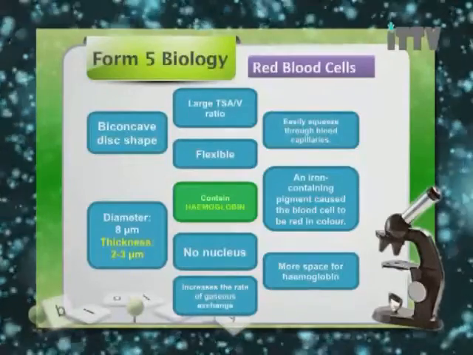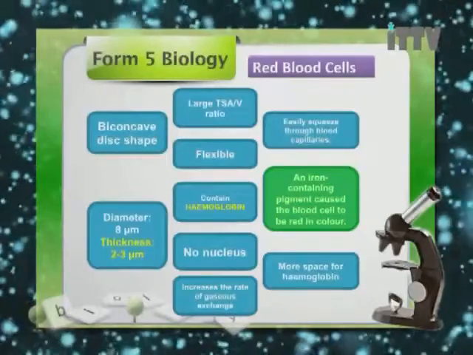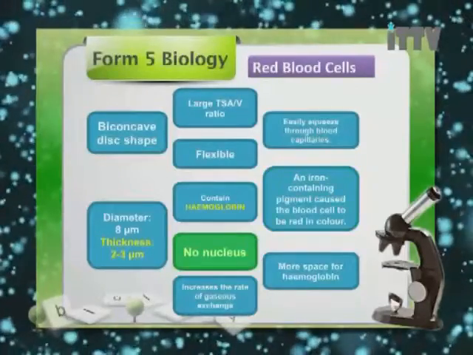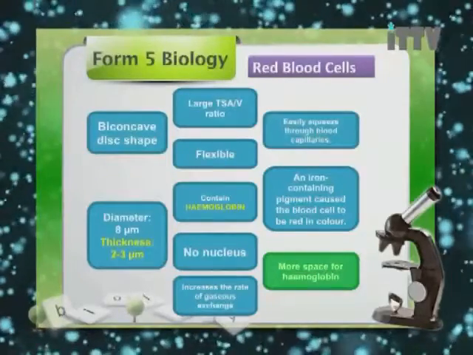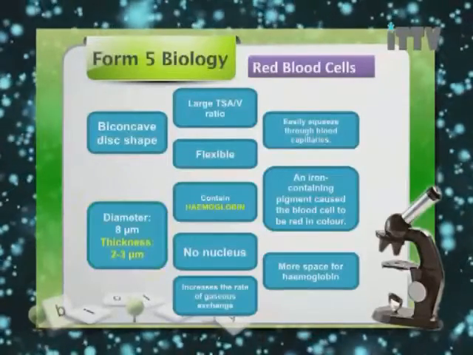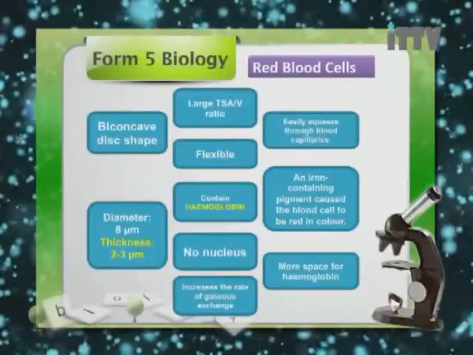The red blood cells are termed red blood cells because they contain hemoglobin, which is an iron-containing pigment that causes the blood to be red in color. Do you know the red blood cells carry no nucleus, merely to accommodate more space for hemoglobin? The diameter of a red blood cell is 8 microns while its thickness is 2 to 3 microns. We're going to see a little deeper into the characteristics of the red blood cell that enables it to be a very versatile transport medium.